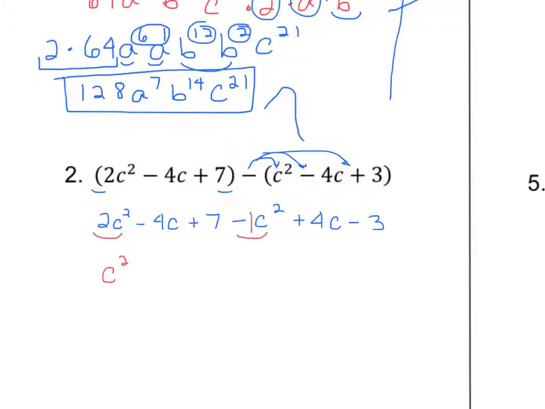Next, I've got a linear term, a negative 4c, and a positive 4c. Those two are just going to cancel out because they're opposite. And then finally I've got a positive 7 and a negative 3, which adds up to 4. So there's the answer for number 2.